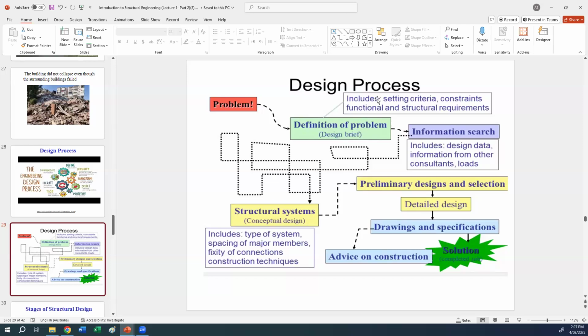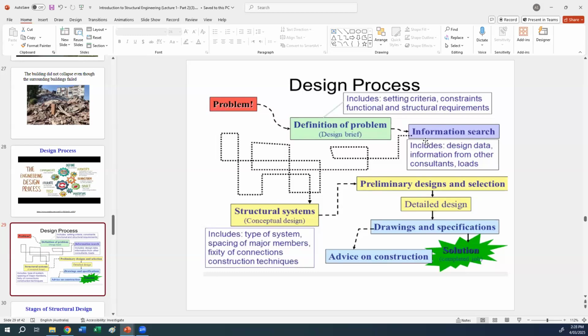So this will include criteria of design, constraints, function and structure requirements. So, for example, you are designing a shed, so you need to know the dimension of the shed, the location of the shed, what is the requirement of the shed, like if it is a mezzanine floor shed, for example. Where is the location of the shed in the backyard, for example, close to the gate or close to the fence, something like this. So all of this information you need to gather as a definition of the problem.